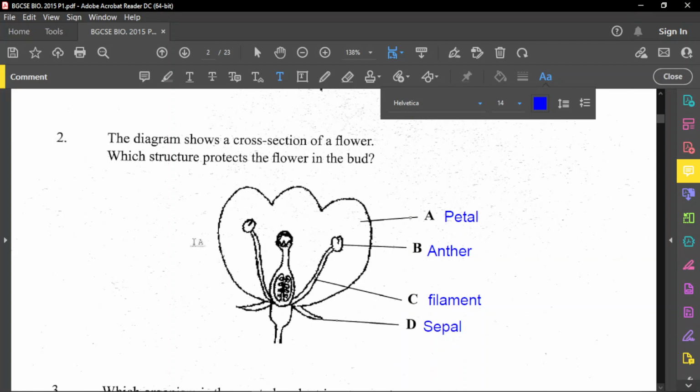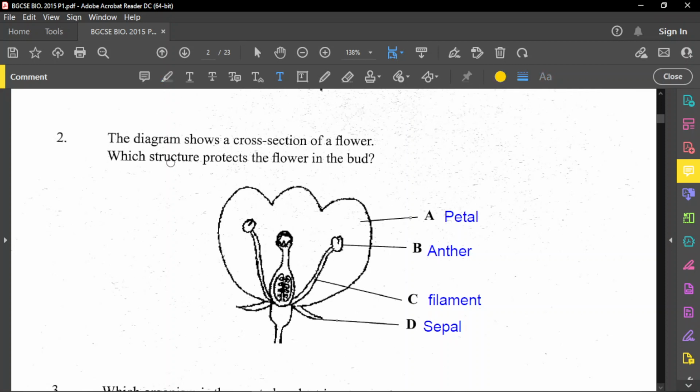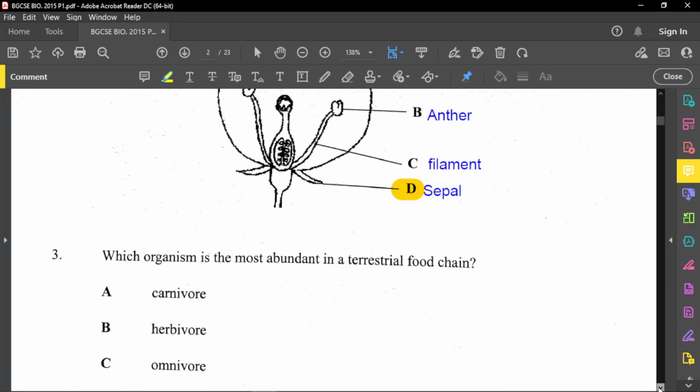Now the question reads that the diagram shows a cross section of a flower, which structure protects the flower in its bud, and that is the sepal. The anther contains the male gametes, which are called pollen grains, and the pollen grains contain sperm cells. As a matter of fact, each pollen contains 2 sperm cells. Just to mention that right there.